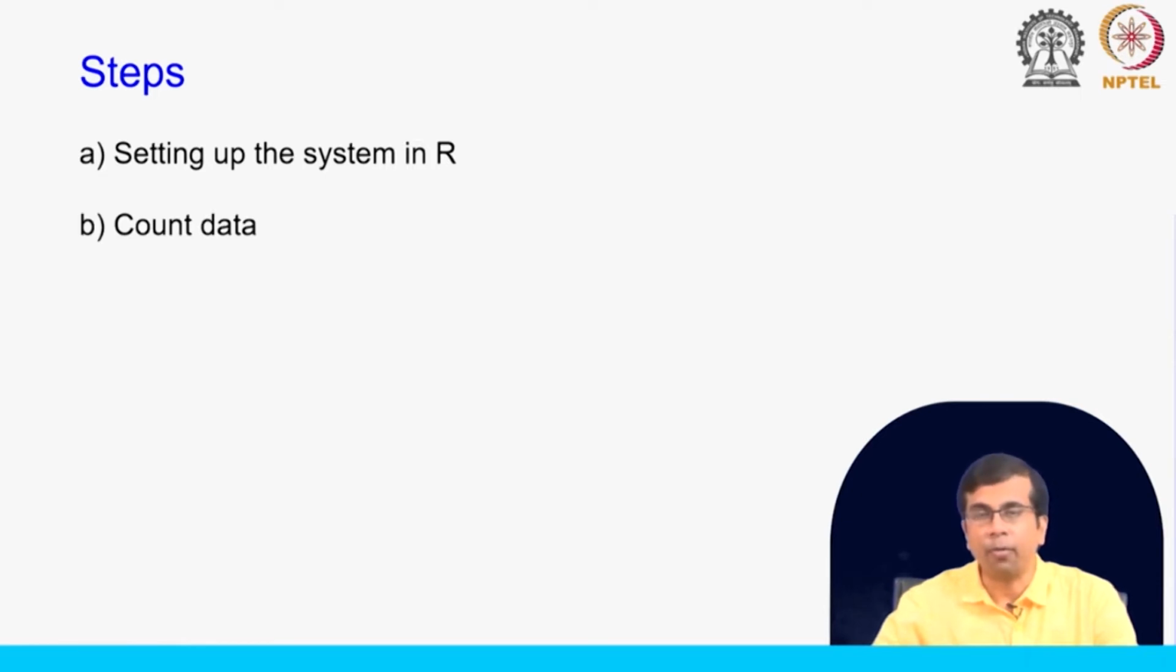Then we will take the count data that we have already generated, and you can get this kind of count data, raw count data, from different sites. I will again show you where you can get those.